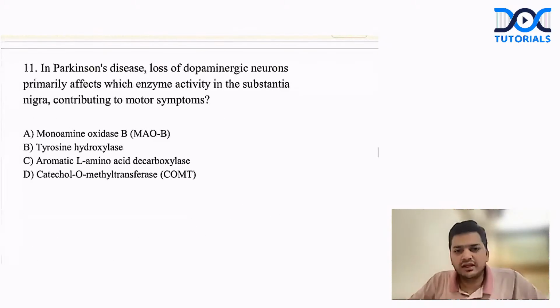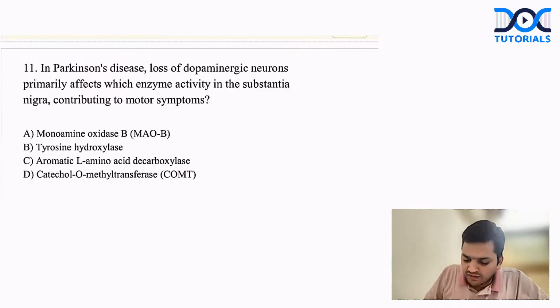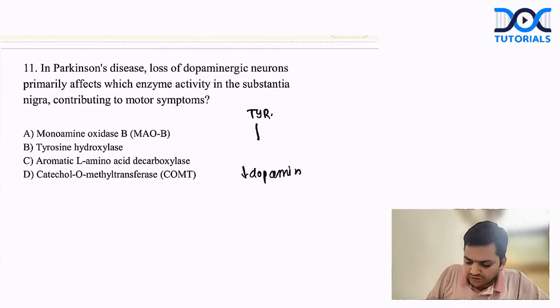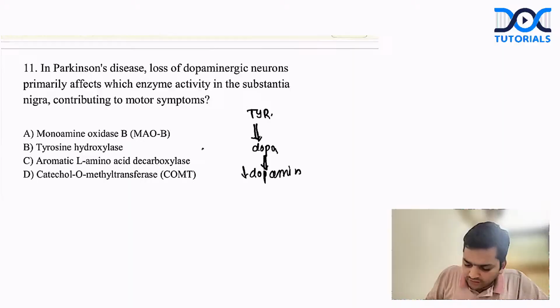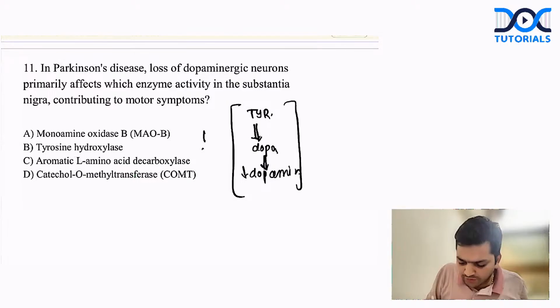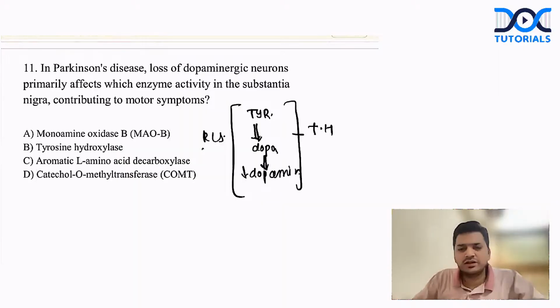In Parkinson's, there is loss of dopaminergic neurons that primarily affects which enzyme activity in the substantia nigra, contributing to motor symptoms? See, we know that in Parkinson's there is a decrease in dopamine. And how is dopamine made? Dopamine is made from the amino acid tyrosine. Tyrosine converts into dopa, and then dopa converts into dopamine. The rate limiting step for this entire event is going to be tyrosine hydroxylase.